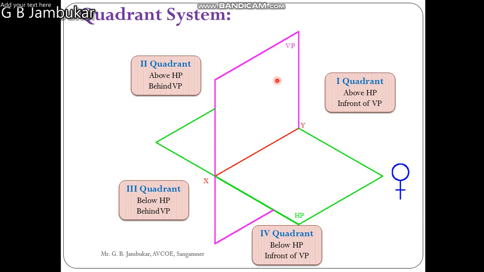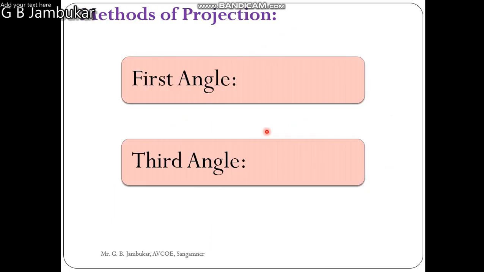Now the object is in any quadrant, and according to this, the observer will observe the object and get the images. On the vertical plane we get the frontal view, and on the horizontal plane we get the top view. Now if the object is in any quadrant, the methods of projection are accordingly there. The first angle method and third angle method of projection are in use, and the second and fourth angle methods are not suitable, because in those it is difficult to understand the front view and top view, since they overlap each other.